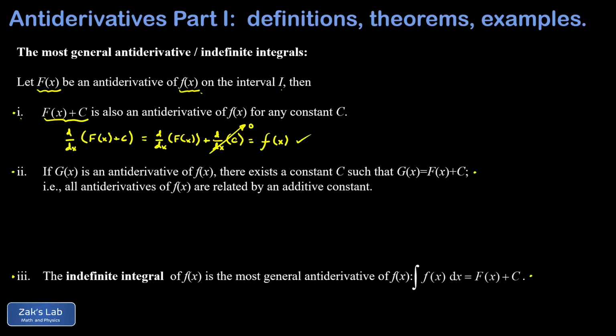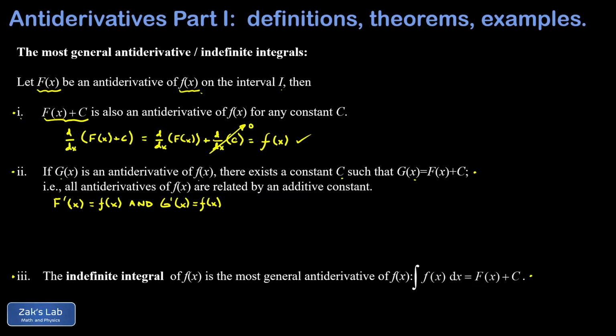Now the second part's a little more tricky to prove. I want to show that for any antiderivative of little f of x, there exists a constant c that allows you to express that antiderivative as capital F of x plus c. In other words, all antiderivatives are related by additive constants. So our two assumptions here are that capital F and capital G are both antiderivatives of f of x, and this means their derivatives are equal to little f of x. Just to summarize that fact real quick, big F prime of x is equal to f of x, and big G prime of x is equal to f of x.